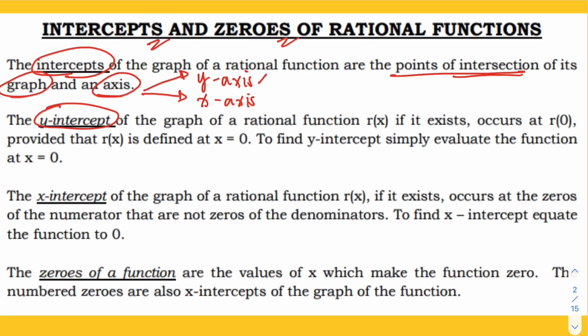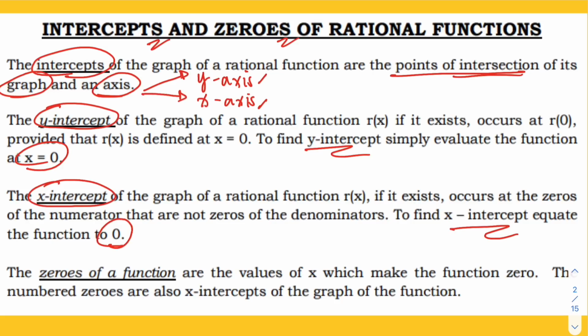Okay? Then, yung point of intersection naman ng ating graph and ng ating x-axis, yun naman yung ating x-intercept. Nakuha? So, to find the y-intercept, just simply evaluate the function at x equals 0. So, ibig sabihin, makukuha natin guys yung coordinate ng ating y-intercept pag sinet natin yung value ni x to 0. Okay? Then, to find the x-intercept naman, just equate the function to 0.